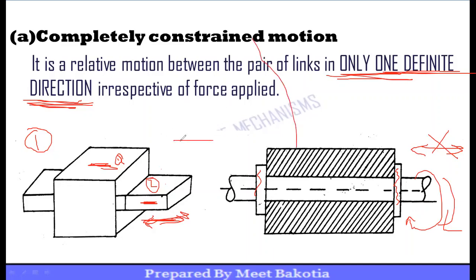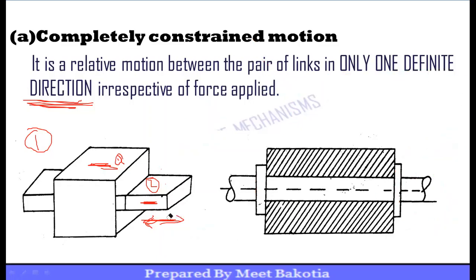What other examples can there be? Suppose this is one link and with respect to this there is another link like a crank. Then only one motion is possible for the crank, rotary motion. This is my link number 1 and this is my link number 2, the crank, so only one definite direction is possible, which is rotary motion, right? So this is also an example of a completely constrained motion.